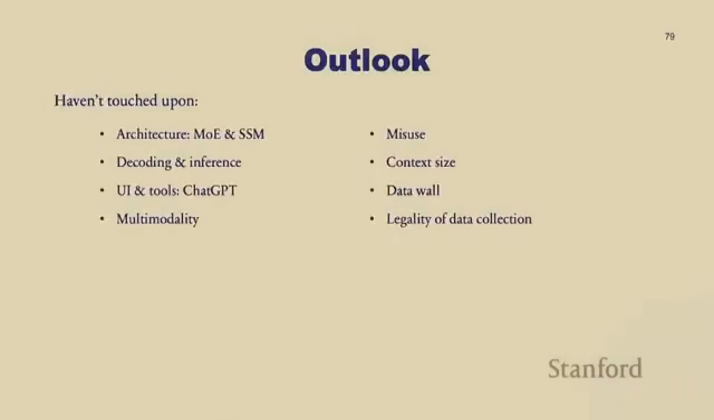Outlook. There are many things we haven't talked about. We haven't talked about architectures. We definitely haven't talked about inference. There are many other things that are important with LLMs. What is the UI that you use? Arguably, with ChatGPT the big novelty was just having a simple UI to use it. Multimodality, what are all the misuses you could have? The fact that there might not be enough data on the internet to train all these models. Legality of data collection. So many other things.